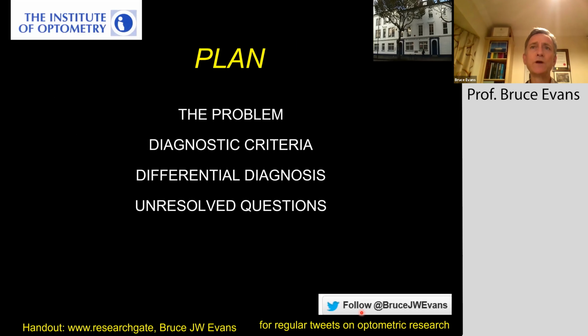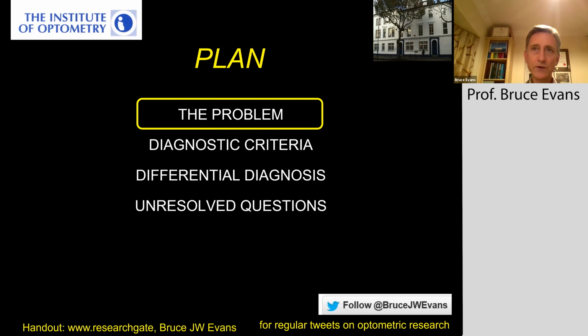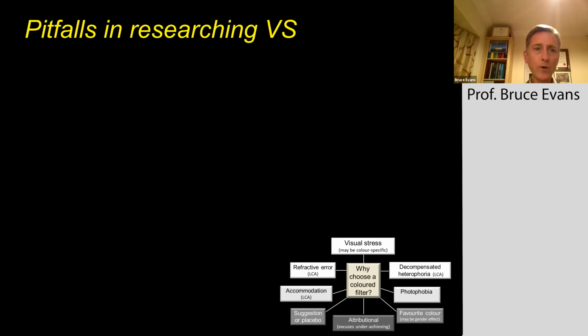So here's a plan for the talk. What I think the problem's been in terms of diagnosis, the diagnostic criteria that we currently tend to work with, differential diagnosis of visual stress, and then some comments about what I think are unresolved questions. So to move on first to the problem, one of the problems is that when children are asked whether a coloured filter helps, it may in some cases be what we call visual stress, but it may also be other things that explain an apparent benefit from coloured filters.